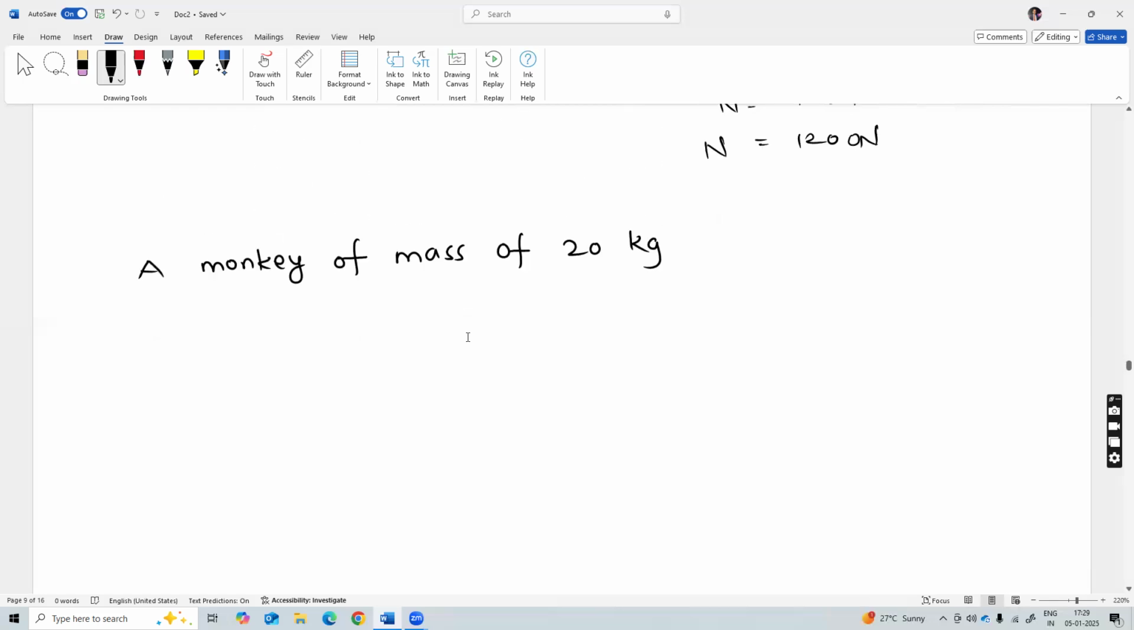You can solve it using the pseudo force concept, or you can directly solve it using conventional methods, where you consider the motion with respect to the ground or stationary things. Okay. So moving to the next question. A monkey of mass 20 kg is holding a vertical rope.